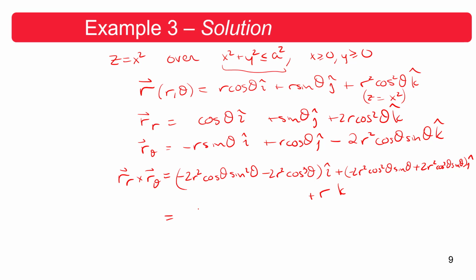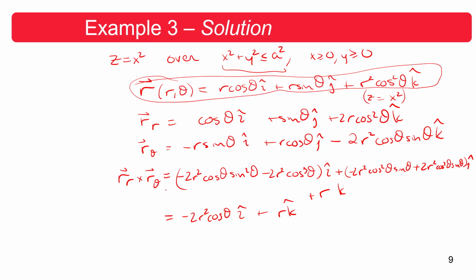Well, once again, we can simplify this quite a bit. In the first one, the common factor of minus 2r squared cosine theta leaves sine squared plus cosine squared, which is 1. So that is the i component. The j component is 0, and the k component is r, which makes sense that the y component of the normal vector is 0.